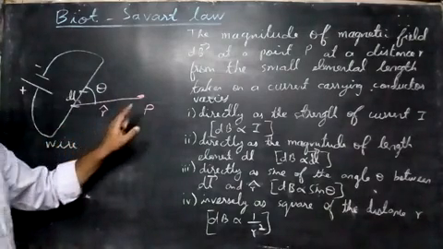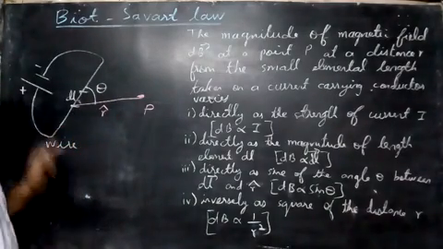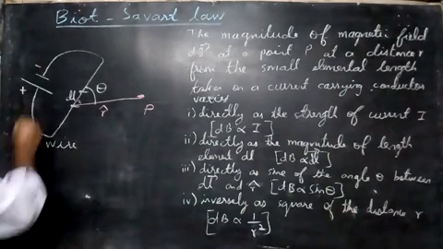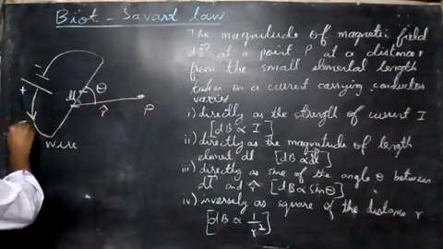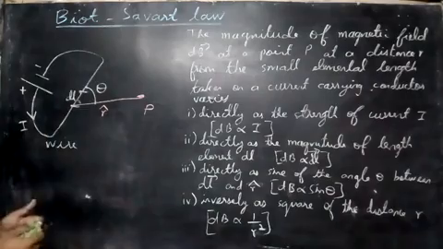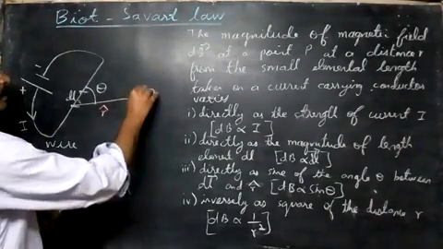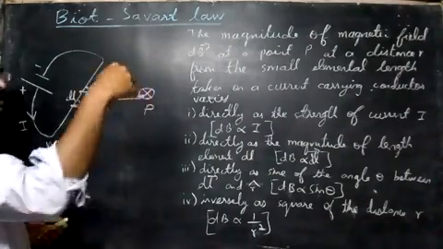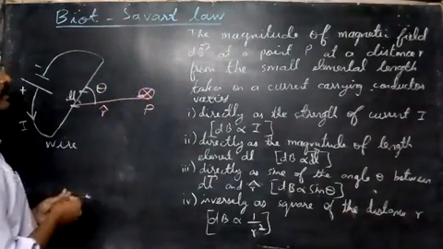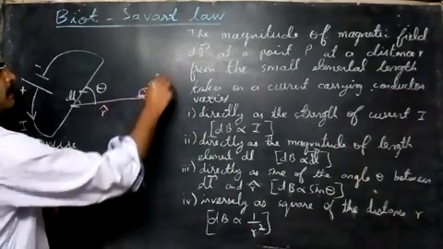Now we must see what's the magnetic field at this point. First we will see the direction of current. Current goes this way, from positive to negative. Now if we calculate, the magnetic field at this point P will go into the paper, into the board. So this will be the direction of the magnetic field dB.